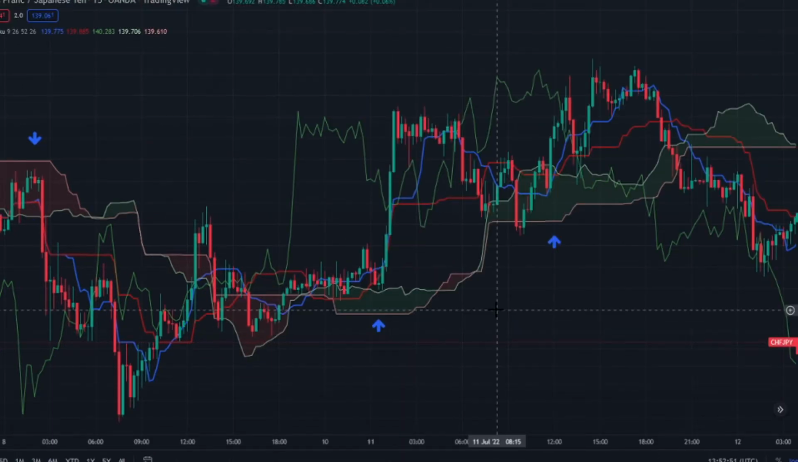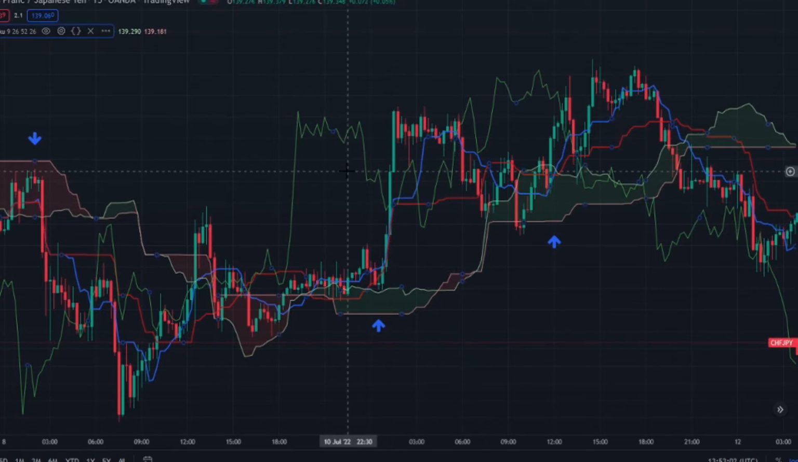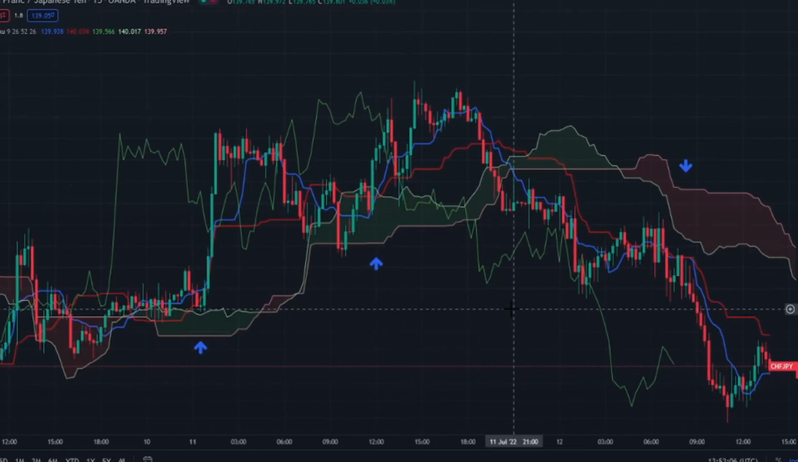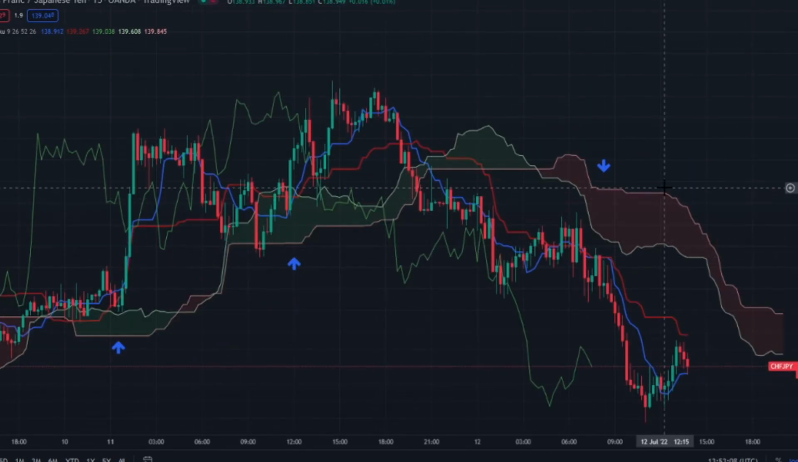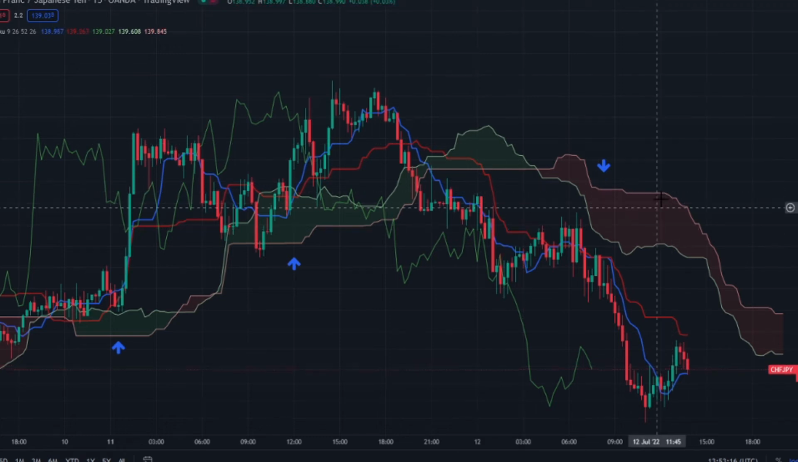Ichimoku consists of 5 parts: the blue line or conversion line, the red line or baseline, the green line or lagging span, and a cloud which consists of 2 lines, leading span A and leading span B. If leading span A is above leading span B, the cloud will turn green. And if leading span B is above leading span A, the cloud will be red.